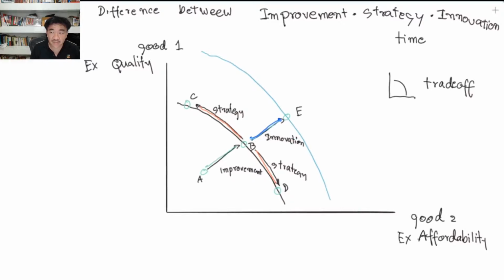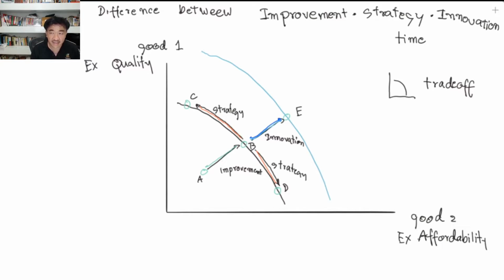The second concept is the concept of strategy. I remember when I was at university, I read the Harvard Business Review, and Michael E. Porter, the father of modern strategy, mentioned what strategy is and why strategy is different from improvement, or is actually different from innovation.